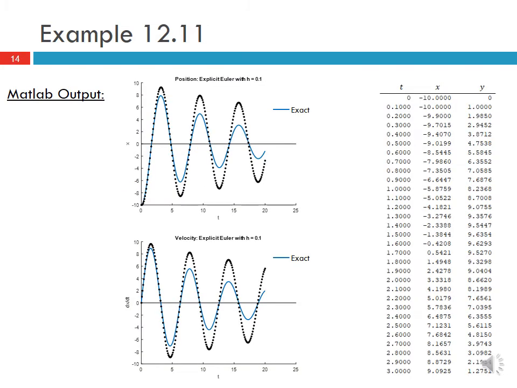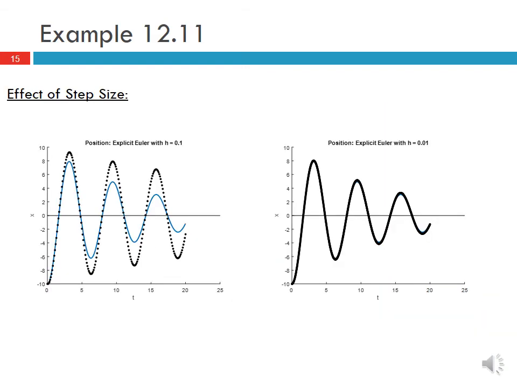And this is the output from this procedure implemented in MATLAB. So using the explicit Euler method with h equal to 0.1, these are the results for x and y for the first 3 seconds, and you can see in the plot it goes up to 20 seconds. You can see the explicit Euler approximation shown in the black dots and the exact function shown in blue. And you can see that with this time step, it does not provide a great estimate of the actual position or velocity.